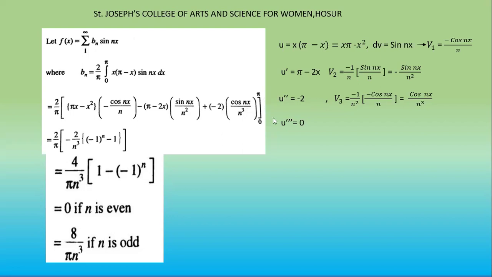Next, u triple dash will come. It already becomes 0 here. So if you multiply 0 with any term, the term becomes 0. So all other terms are 0. The limit is from 0 to pi here.